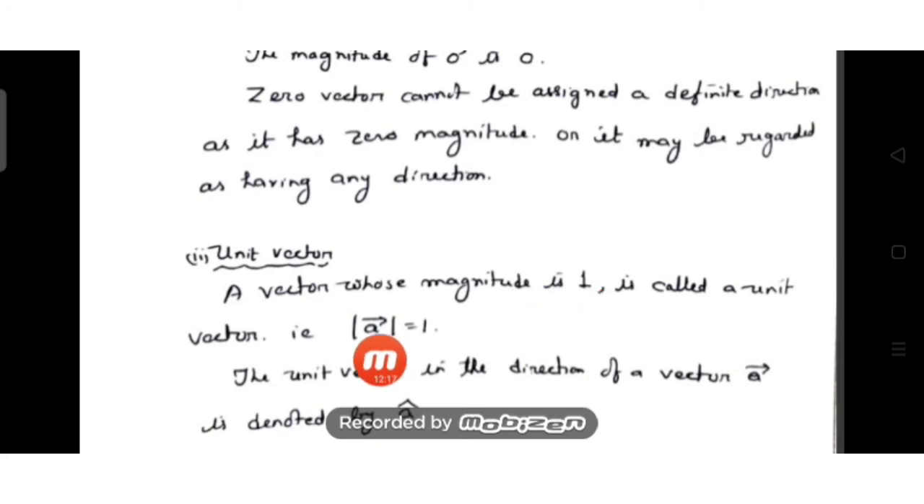Unit vector. And unit vector means, or you can say like this, modulus. Modulus means magnitude. Magnitude of the vector A bar, that is A, is equal to 1. And you see, the unit vector in the direction of A bar is denoted by this symbol, and this is read as A cap.